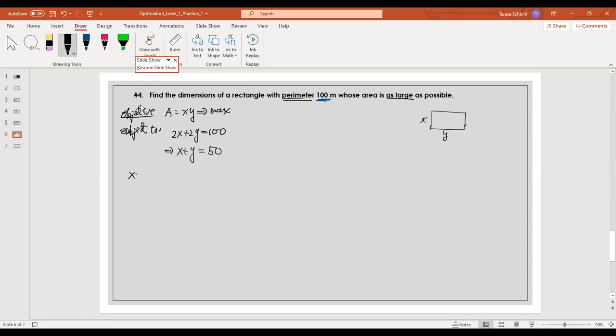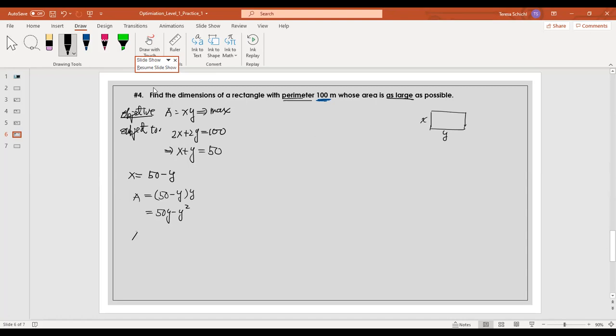Now you set your problem up and it's a very simple problem. You can replace one variable with the other one, like we did before. I need to be careful though. X will be 50 minus Y. Now you plug in: the area is X times Y, so it's 50 minus Y times Y. This is 50Y minus Y squared by the distributive property.